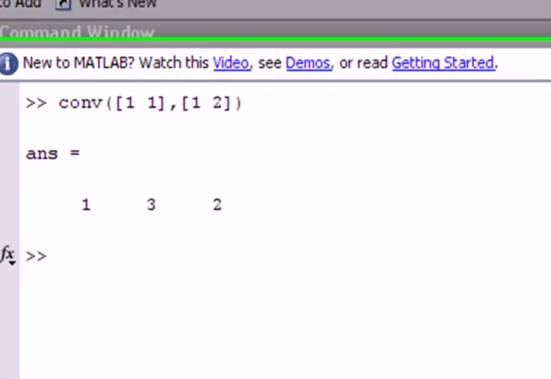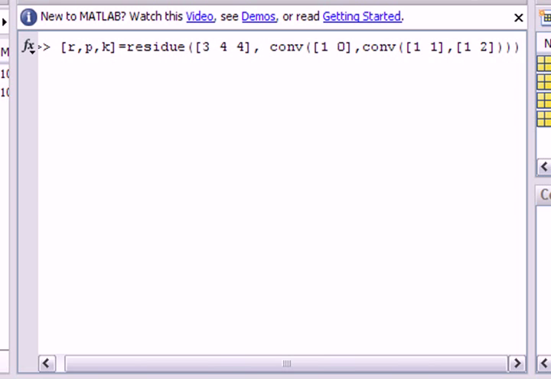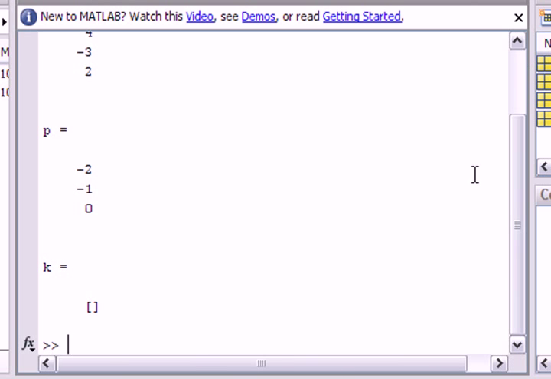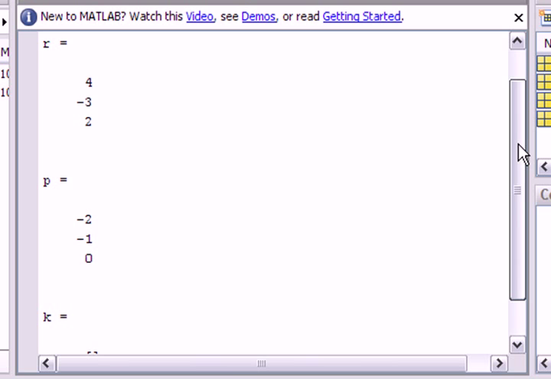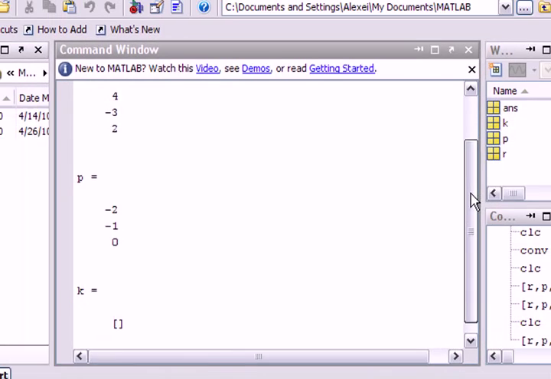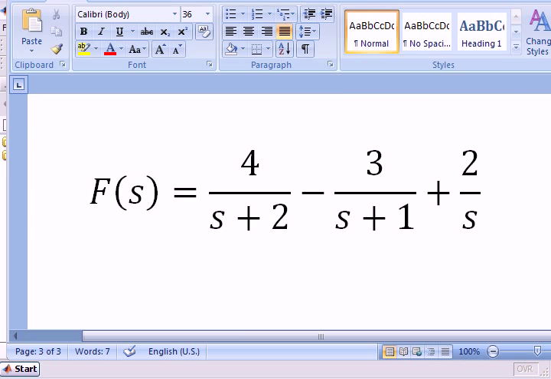The partial fraction expansion can now be found with the following [r,p,k] = residue command. Which corresponds to a partial fraction expansion F(s) = 4/(s + 2) - 3/(s + 1) + 2/s. This concludes our tutorial. Thank you for your attention.